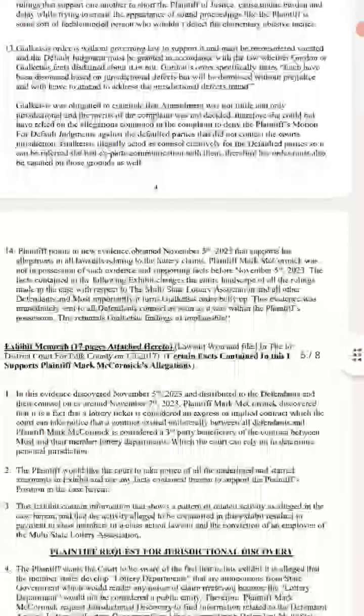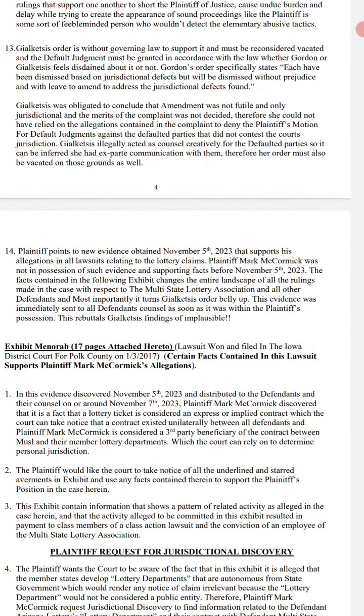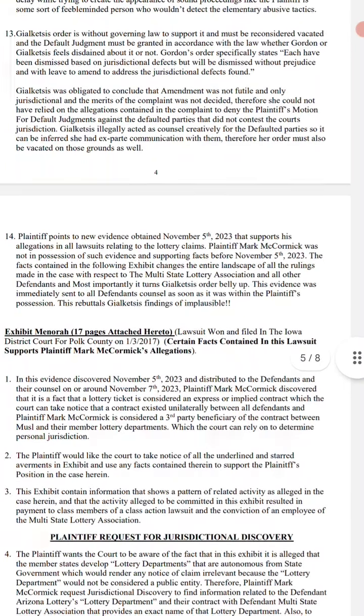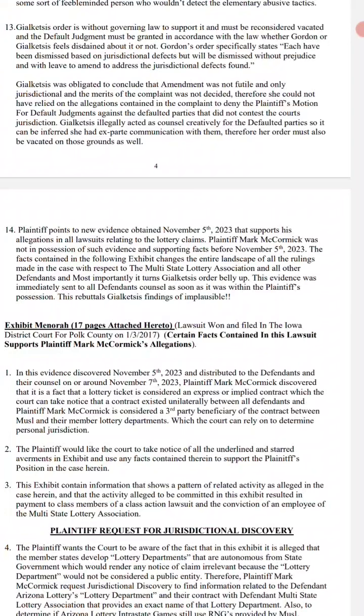Okay, number 12. Plaintiff Mark McCormick wants the court to be aware of the fact that both Gordon and Gialketsis' actions are components of organized crime and obstruction of justice because they got together and strategically operated in partnership in a conjoining and stretched time frame to conjure and commit acts that purportedly connects to their erroneous rulings that support one another to short the plaintiff justice. Cause undue burden and delay while trying to create the appearance of sound proceedings, like the plaintiff is some sort of feeble-minded person who wouldn't detect the elementary abusive tactics.